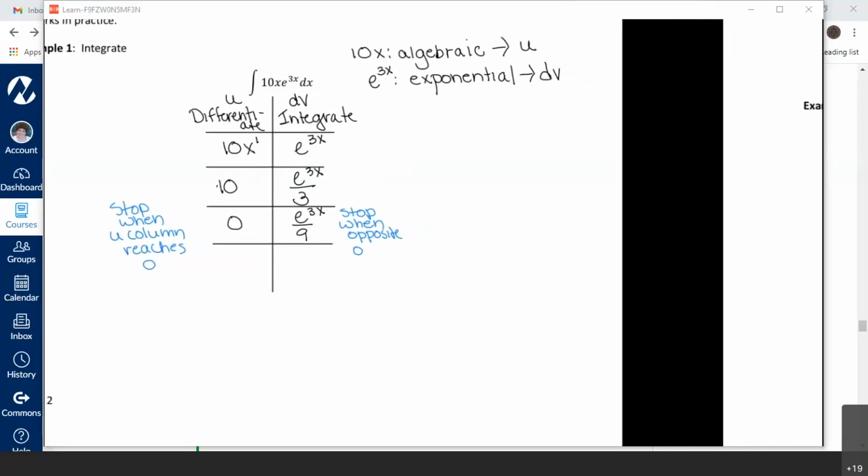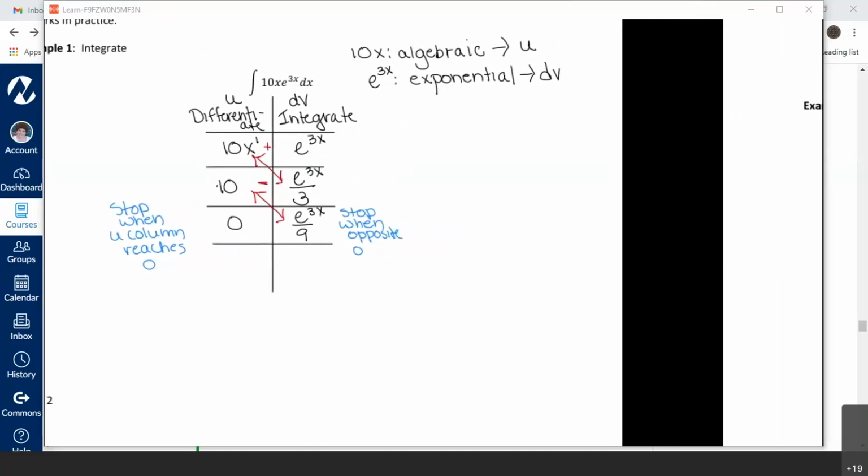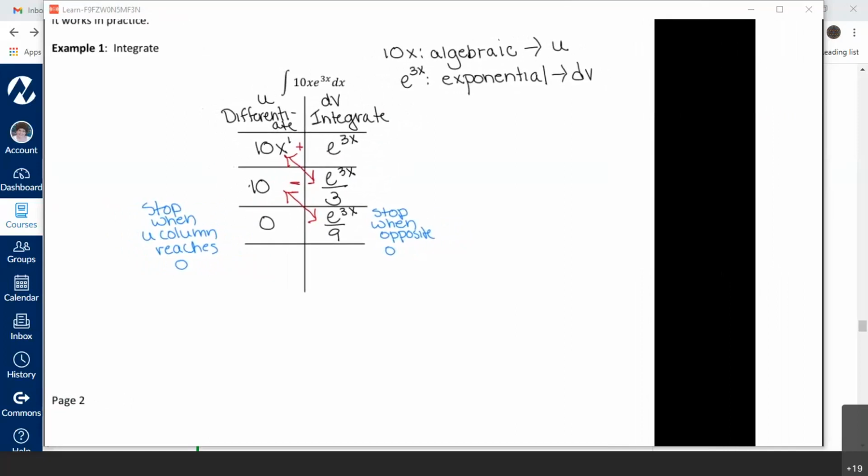Now I need to form my products. Remember how those work. They go diagonally from top left to bottom right. So there's one here, and there's one here. The first one starts out with a plus sign on it, and then the signs switch as you go down. So I only have 2 products that come out of here. The first one's positive, the second one's negative. Now I'm just going to pull out the products.